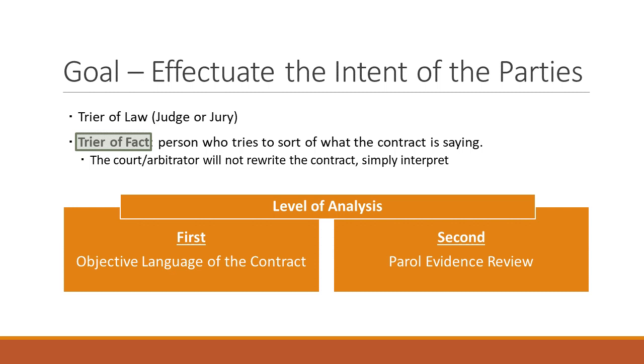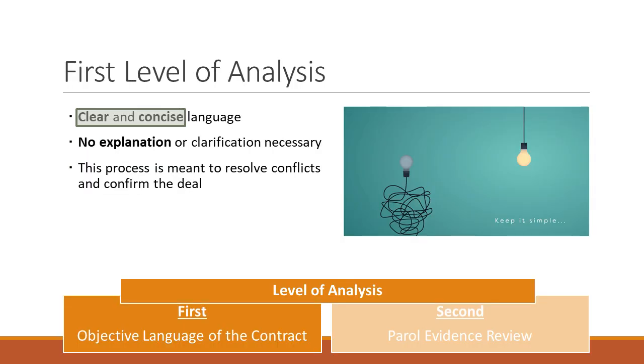You're not supposed to rewrite and make CD. What you're trying to do is say C means C, but what is really the terms of C? So you can't rewrite the contract when you're the trier of fact or the trier of law. Okay. So once you know that's what your job is as the trier of fact, and you can't rewrite, how do you do this?